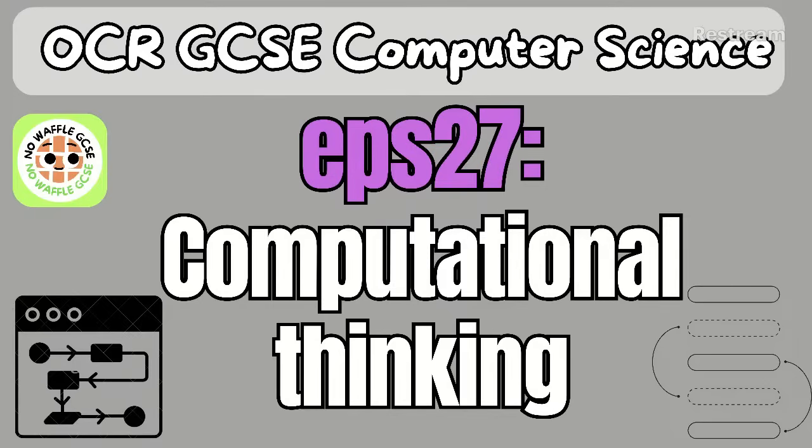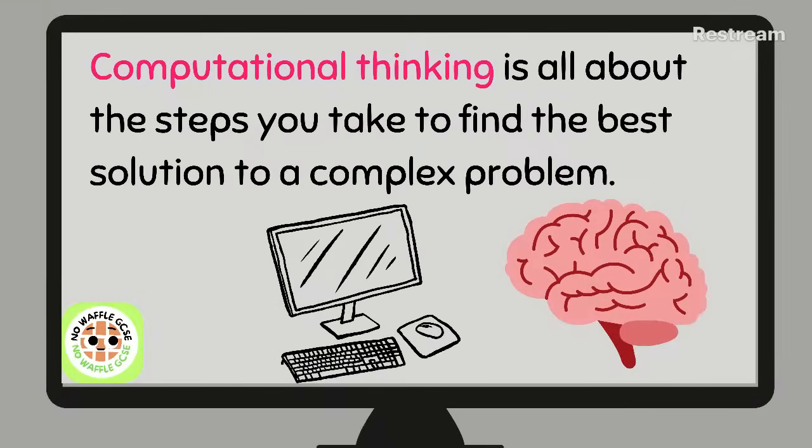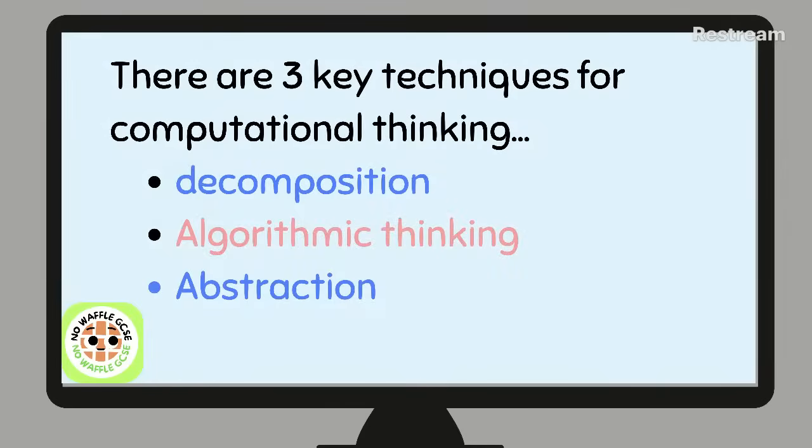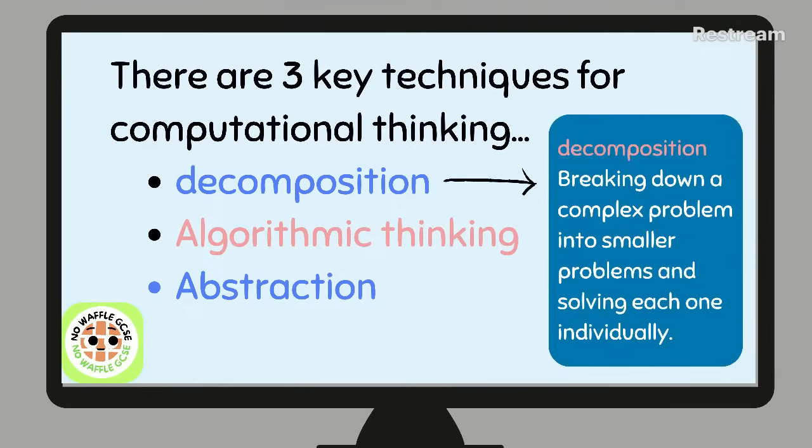So, computational thinking. Computational thinking is all about the steps that you take to find the best solution to a complex problem. So it doesn't necessarily mean that it's only for computer problems. For any problem, computational thinking is about breaking the problem down to find a solution. Now, there are three key techniques in computational thinking. You've got decomposition, algorithmic thinking, and abstraction. So these three key parts, we're going to go through all of them.